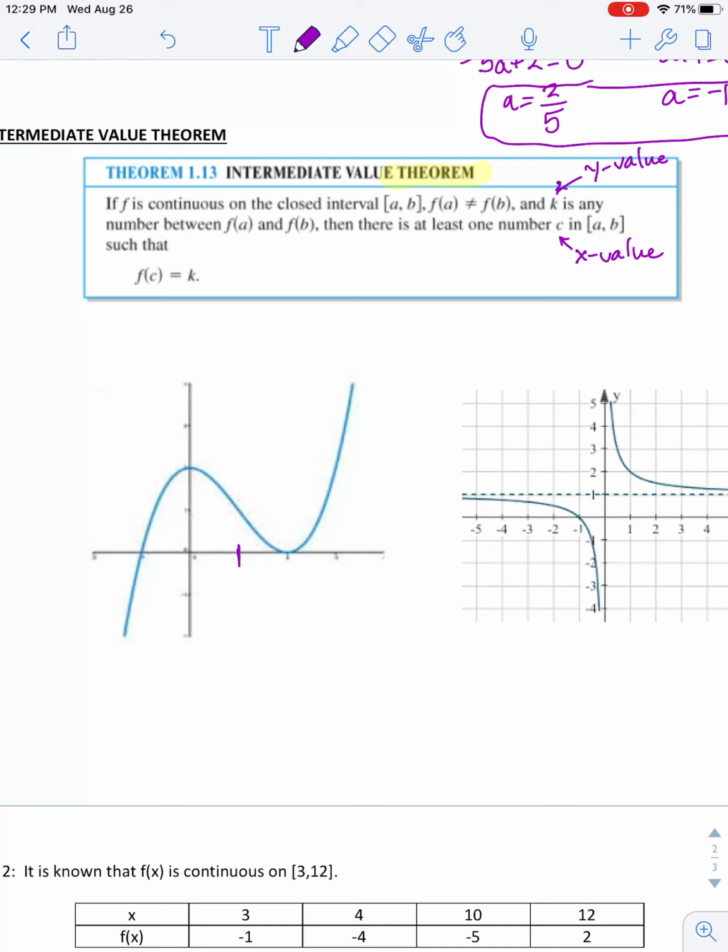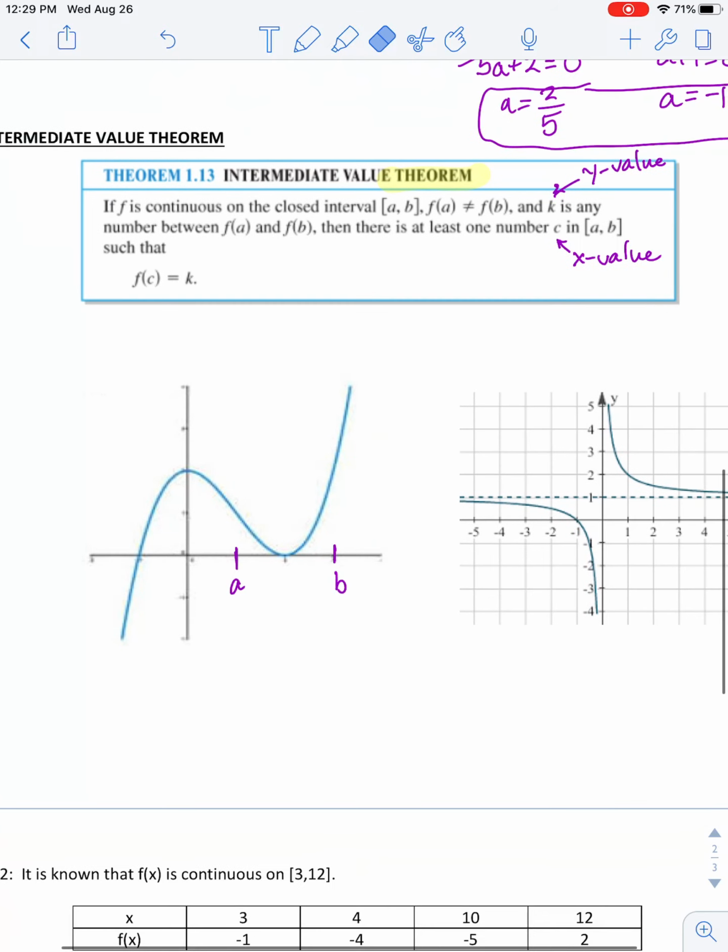So let's pretend this function here, let's pretend this is a, and let's pretend this is b. So what I'm going to do is think about the little window of this graph. Actually, picking these two is not very helpful to you guys. I'm going to pick new a and b values so that it's easier. So let's pick a to be here, and let's pick b to be about right here.